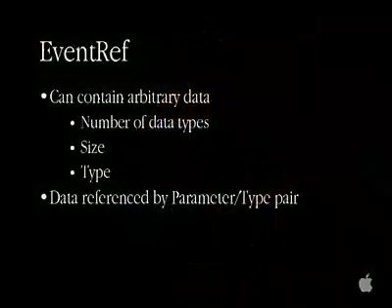The event ref is an opaque data type. So when you need to get information in or out of an event ref, you have to use accessors. And it can contain an arbitrary amount of data in terms of the number of data types, in terms of the size of the data, and in terms of the type of data. Now, this is important because it's extremely extensible. In the future, if we decide we want to add different data to a particular event, we can go ahead and do that.